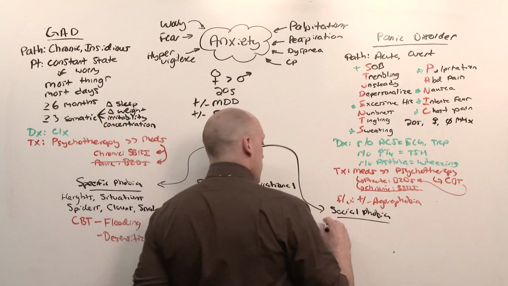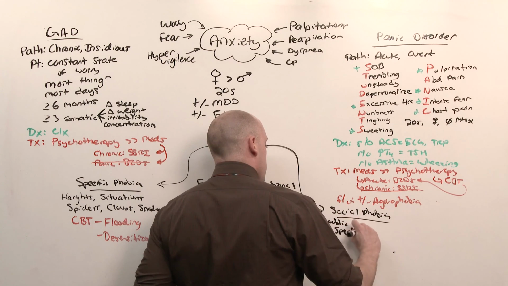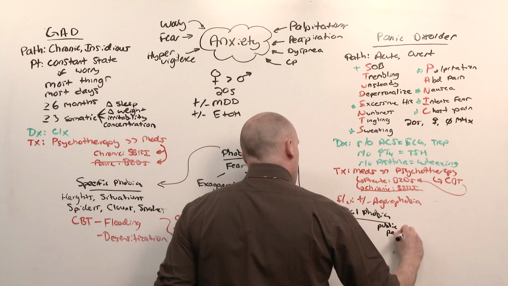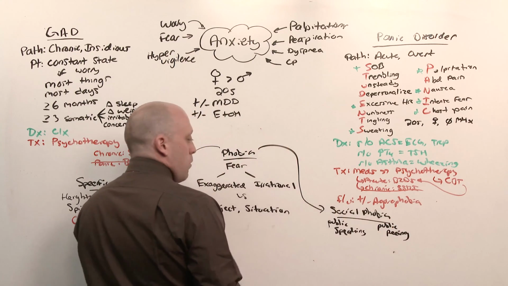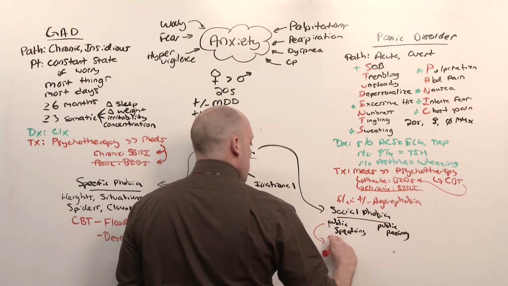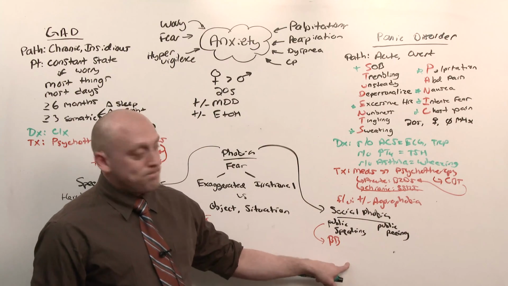There's two I want you to know about. That's public speaking and public peeing. Don't worry about public peeing. For whatever reason, public speaking always comes up. Use non-selective beta blockers like propranolol or nadolol to help the tremors and the cracked voice.